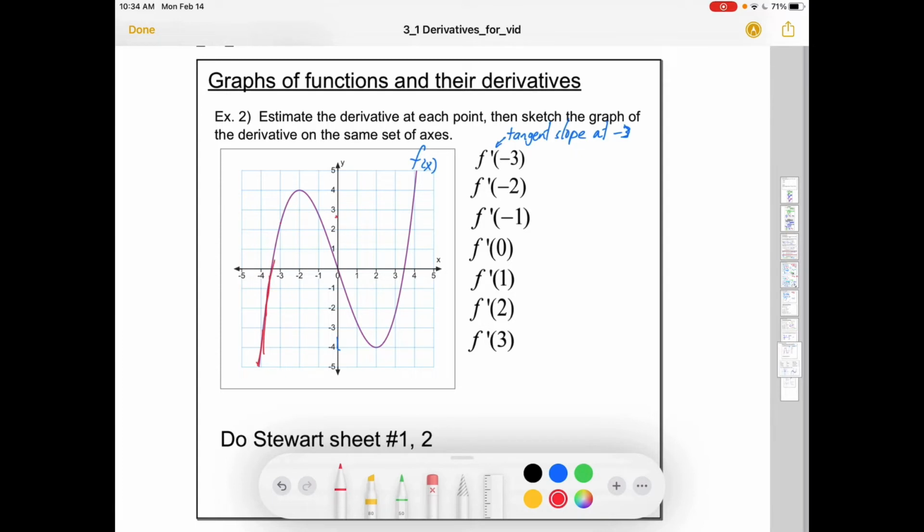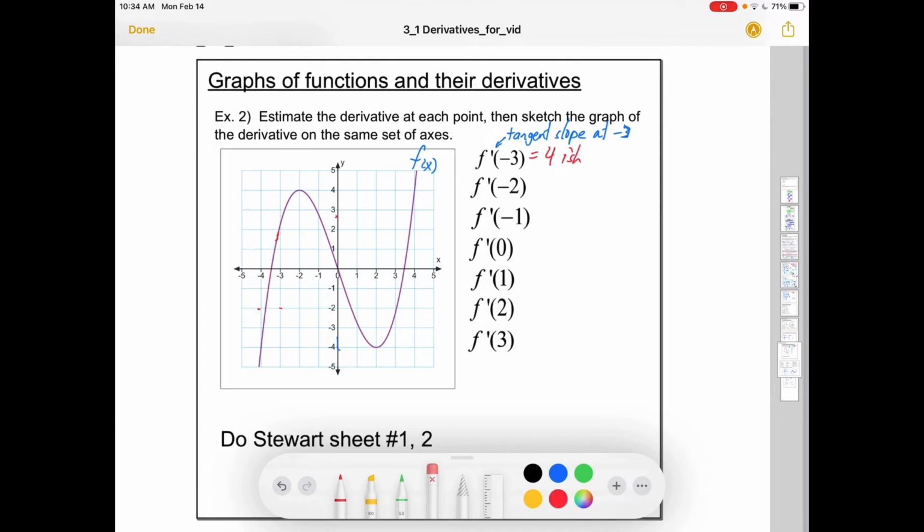Well, let me go through this function. It's kind of a roller coaster. We're going up here. If I were to draw the tangent at negative 3, I think it looks maybe like this. And if I were to estimate its slope, here's a point I can see on the tangent, and here's another point on the curve. Roughly its slope is about 4. There's about 4 rise for every 1 run. So I could say it's 4-ish, and that would seem reasonable.